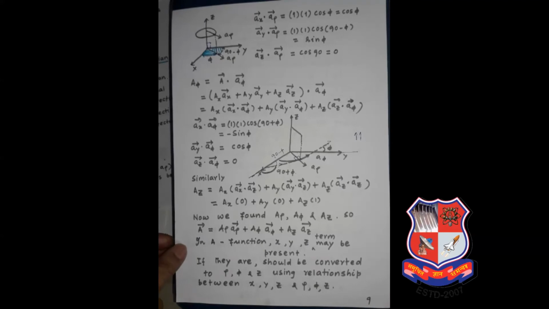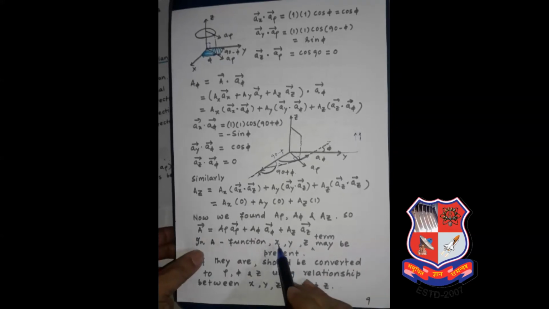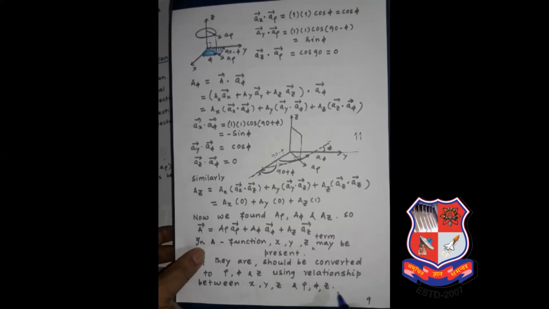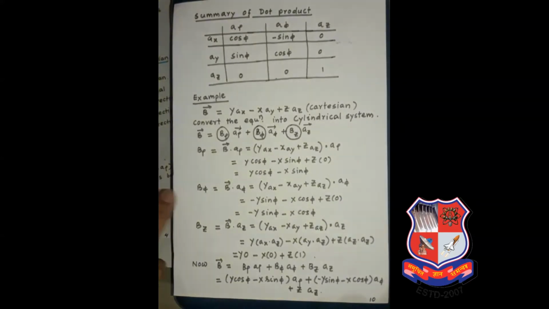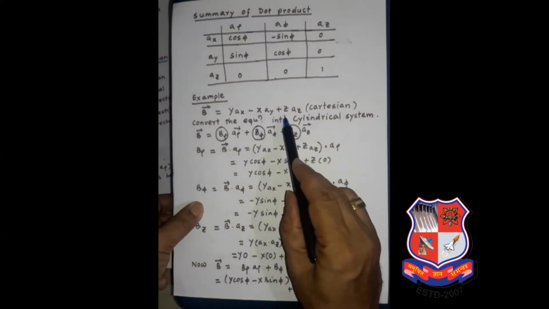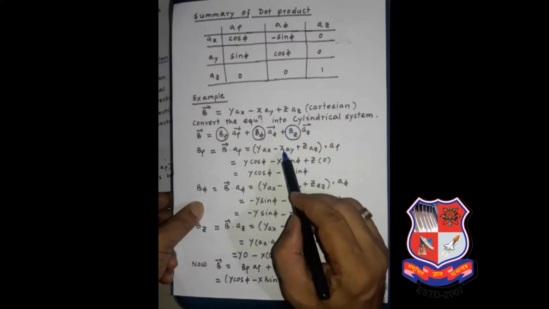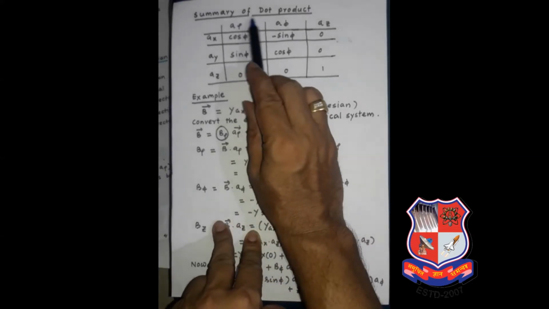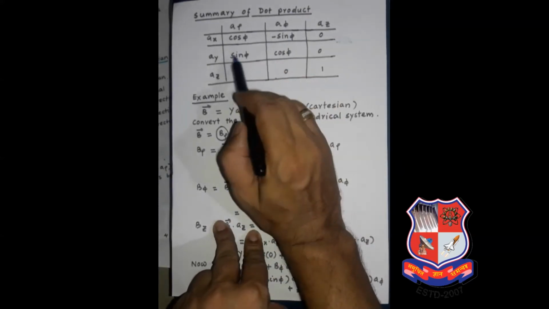To convert these x, y, z terms, if at all they are to be converted to rho phi z, we can take the help of the relationship between x, y, z and rho phi z. So now we can take an example for the explanation of the transformation. But before that, here I have made a table, that is a summary of the dot product table.